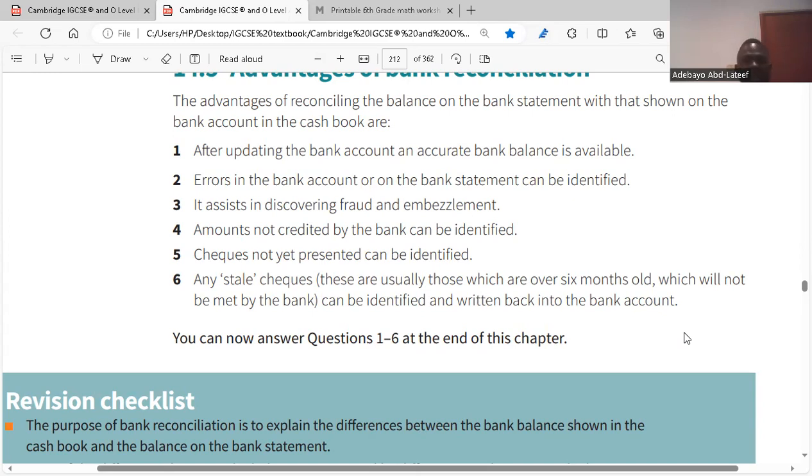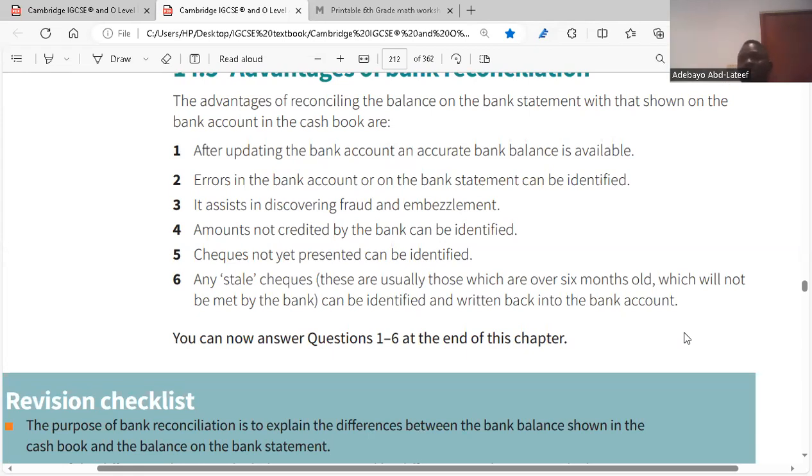And the last point here, any stale check, these are usually those which are over 6 months old, which will not be met by the bank, can be identified and written back into the bank account. So we call them stale checks because they are expired. Checks shouldn't spend more than 6 months. A day after 6 months is a stale check. So those stale checks will not be debited by the bank. The bank will not pay that value to the payees. So the bank will return it to the drawer.